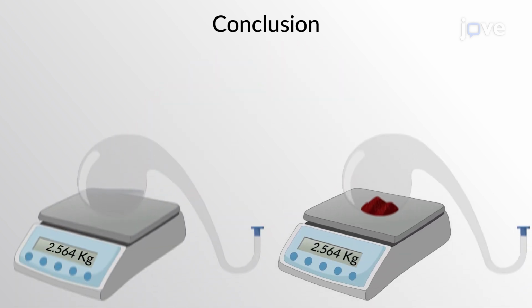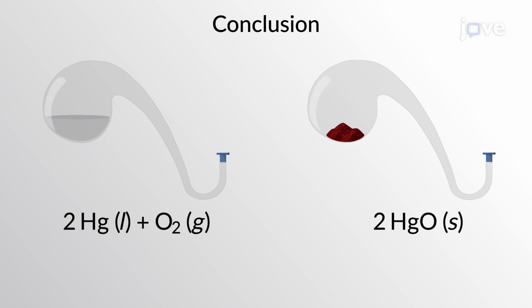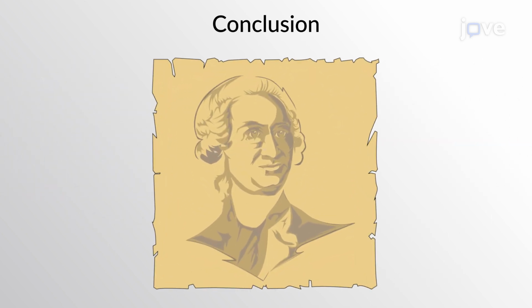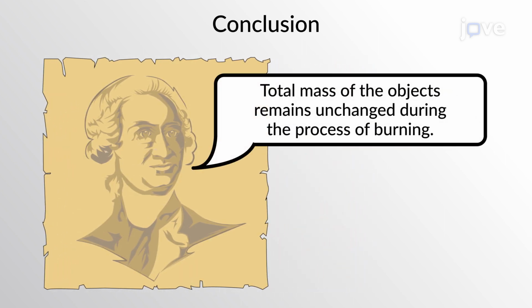From his experiments, Lavoisier concluded that since the total mass of the jar remained unchanged during the reaction, the oxygen in the jar had combined with the mercury to form the new product, now known as mercury(II) oxide. This conclusion strongly supported his hypothesis on the conservation of mass, that the total mass of the objects remains unchanged during the process of burning.